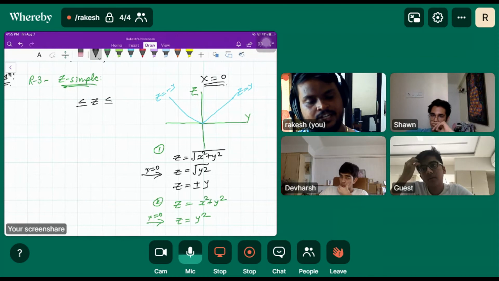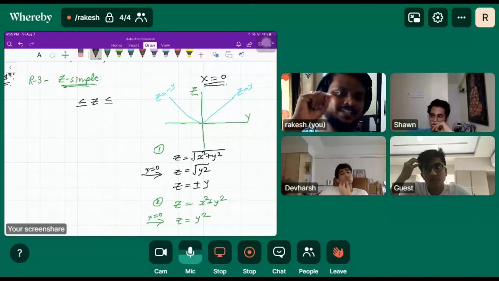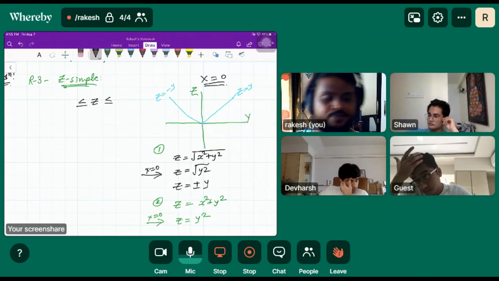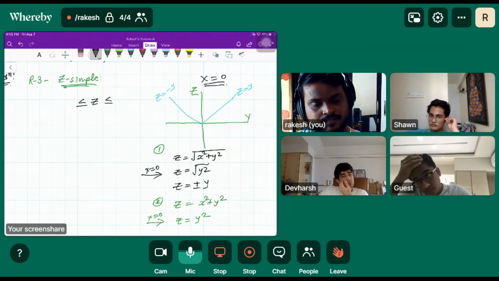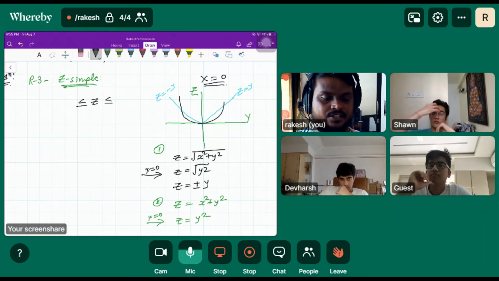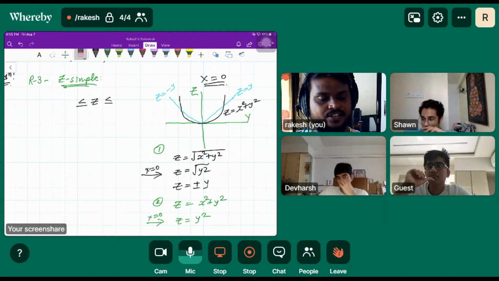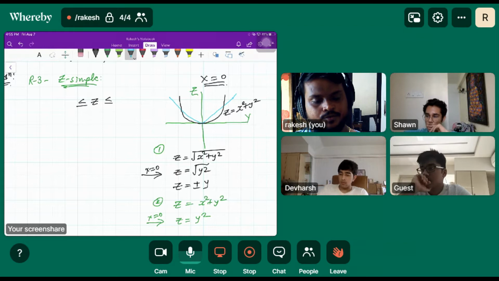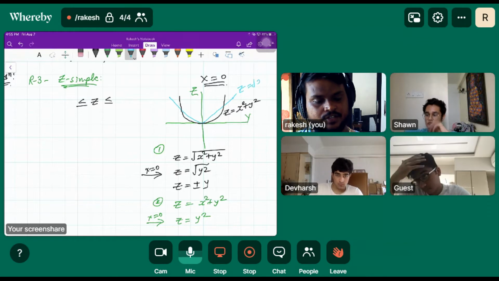While writing down the equation, we should write the exact equation of the surface, not just this part. So z is equal to y square is basically this one, right? But while writing or defining the function, we should write the whole function. So that's the trace of z is equal to x square plus y square, and this was the trace of z is equal to root x square plus y square.